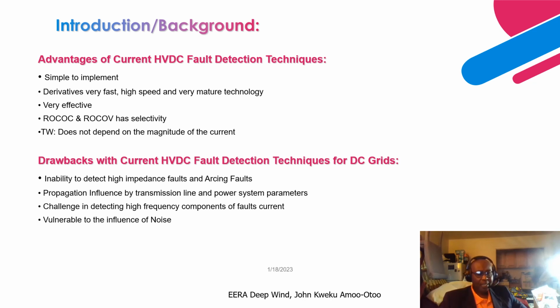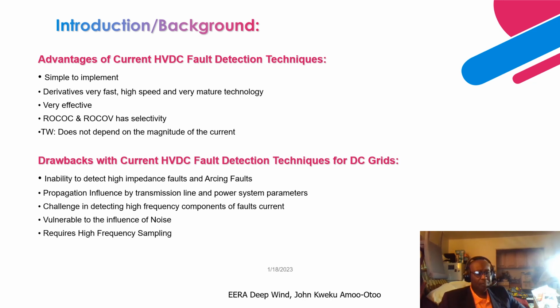Next is vulnerability to the influence of noise. As you know, when a fault happens in a protection system, sometimes background noise, let's say from an industrial facility in close proximity to where the fault detection scheme is located, can influence and compromise the reliability of the protection scheme. Another source of noise is the substation, due to electromagnetic interference.